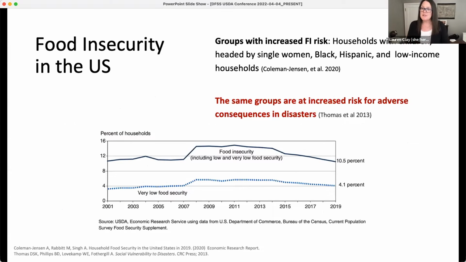We've talked a lot about food insecurity in the US. I want to make the point that USDA has done a great job of measuring food insecurity and identifying those groups that have increased risk. And those are the same groups that have increased risk for disaster consequences. They're groups that are, for a variety of structural reasons, live in riskier areas and they fare worse. So we have a compounding disaster effect, food insecurity with other things.